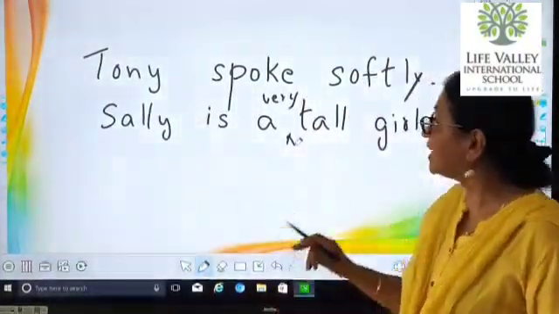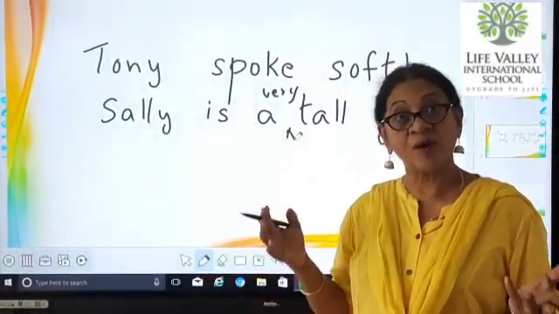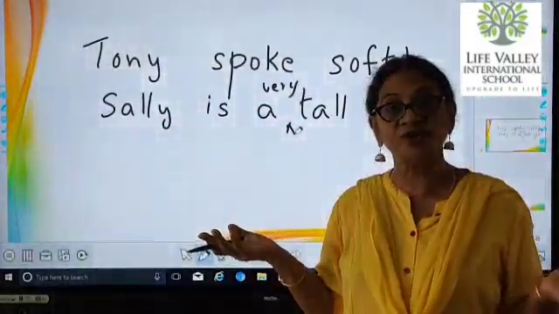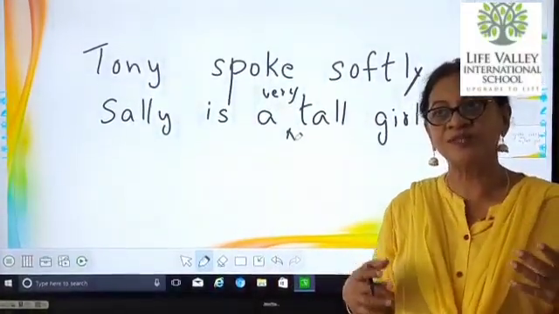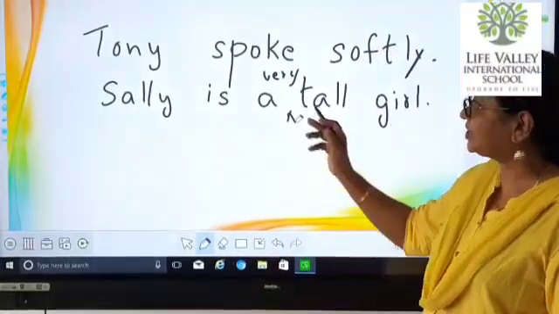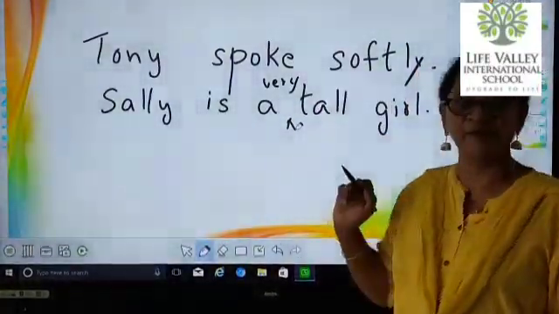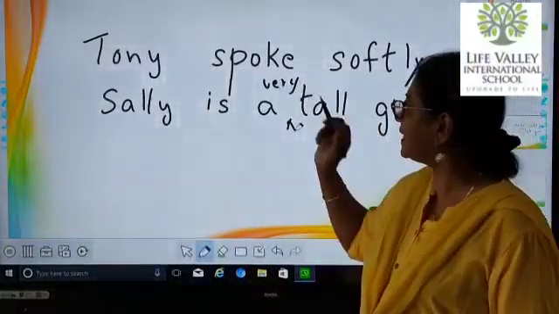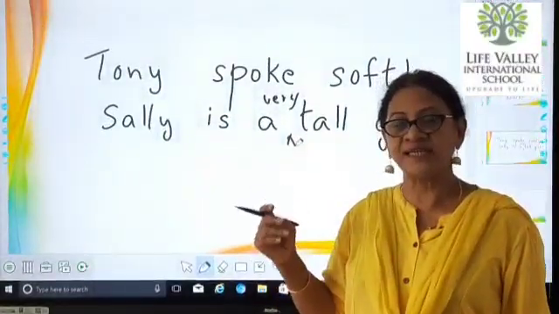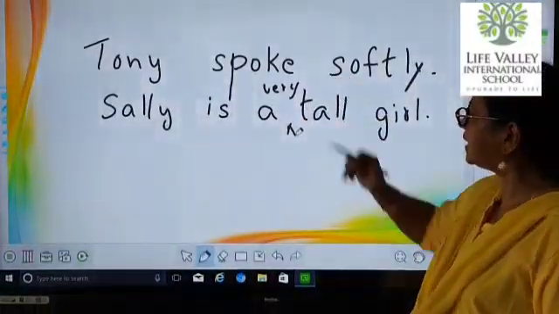So I can say she is a very tall girl, or she is quite a tall girl, or she is really tall. So tall is an adjective, but when I use words like quite, very, really, mostly, those are all adverbs. Adverbs which are describing an adjective. Okay, so those are all adverbs which are describing an adjective.